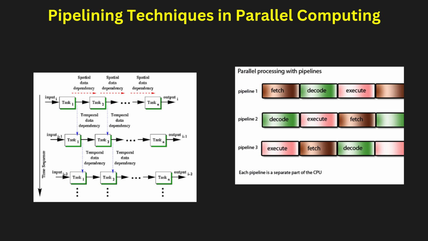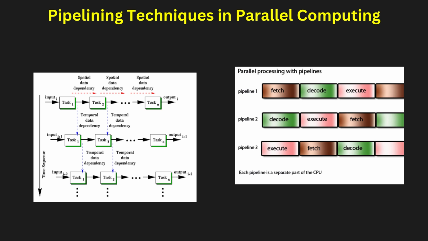So number 4, pipelining techniques in parallel computing. Pipelining is a technique where different stages of tasks are executed in parallel to improve efficiency. It is widely used in computer architecture, instruction processing, and parallel programming. A pipeline consists of multiple stages, where each stage processes a part of the task simultaneously. For example, in a 5-stage CPU pipeline, instructions pass through fetch, decode, execute, memory access, and write back.